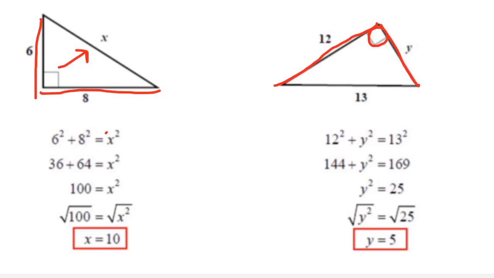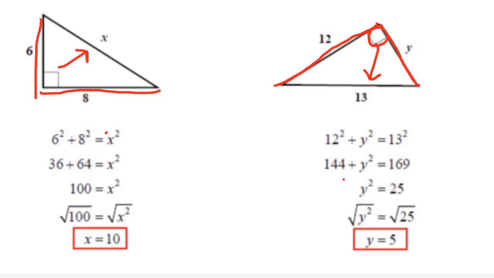So this time I'm actually missing a leg. I have one leg, I have my hypotenuse, and I'm missing the other leg. So when I plug it into my formula, it's going to have to be on the side where I'm adding the two legs that has the missing value. So that gives me a little bit of an extra step here.